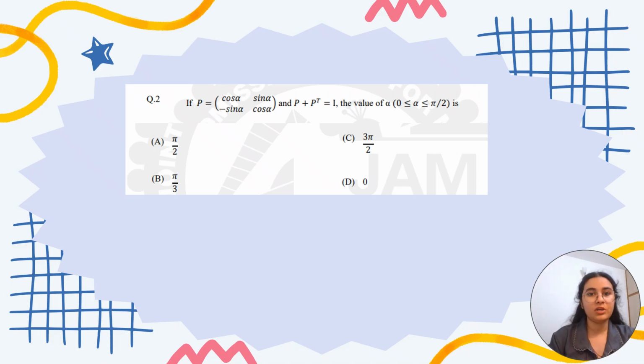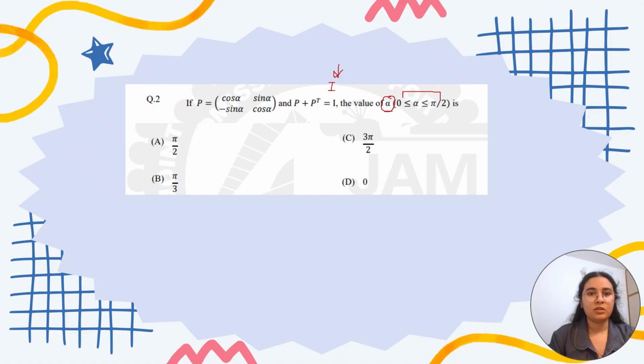If P is equal to [[cos alpha, sin alpha], [minus sin alpha, cos alpha]] and P plus P transpose is equal to I. I is what? Identity matrix. So the value of alpha, greater than or equal to 0 and less than or equal to pi by 2, is. So what we have to find is the value of alpha within this range.